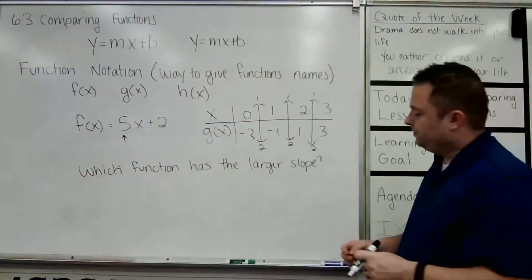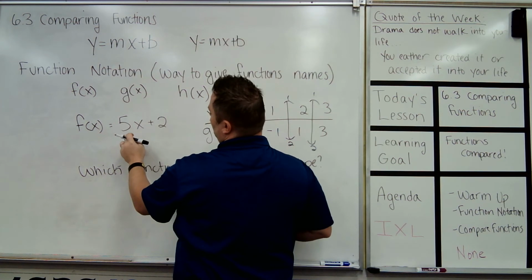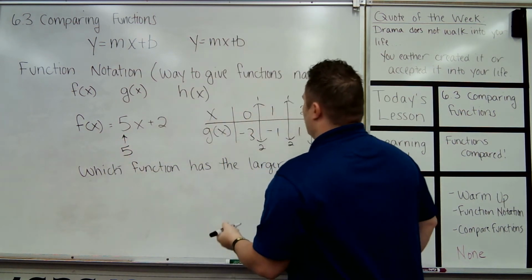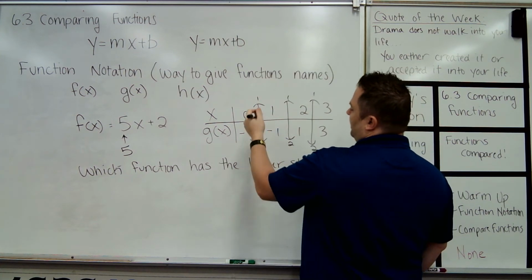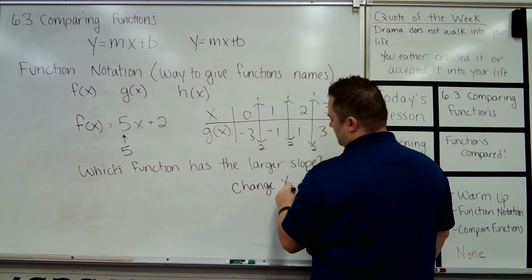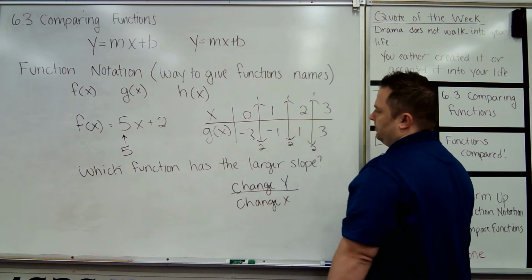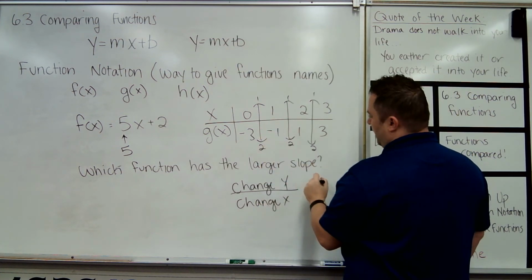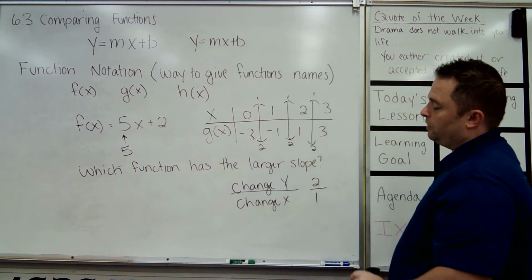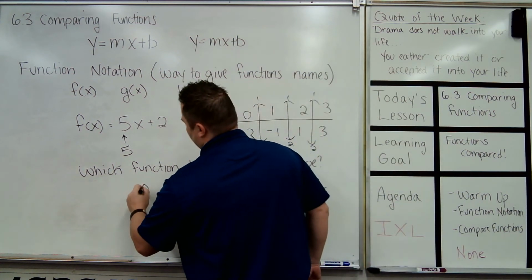Let's check it out. This first function, remember, y equals mx plus b, where m is the slope. So this has a slope of 5. This table is the change in y over the change in x. Well, the change in y is going up by 2. The change in x is going up by 1. So which one's greater, 5 or 2? Our answer is f of x.